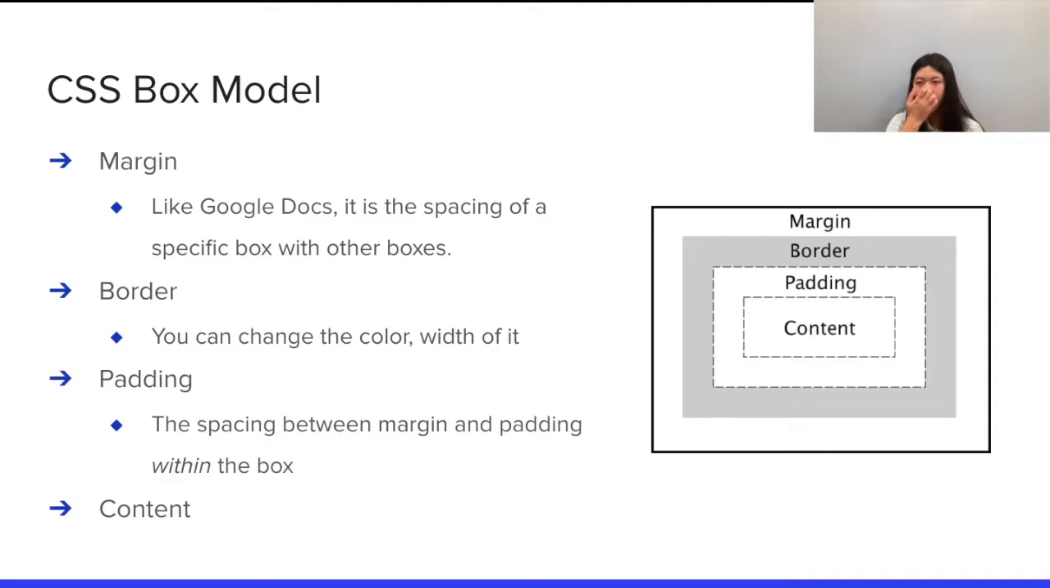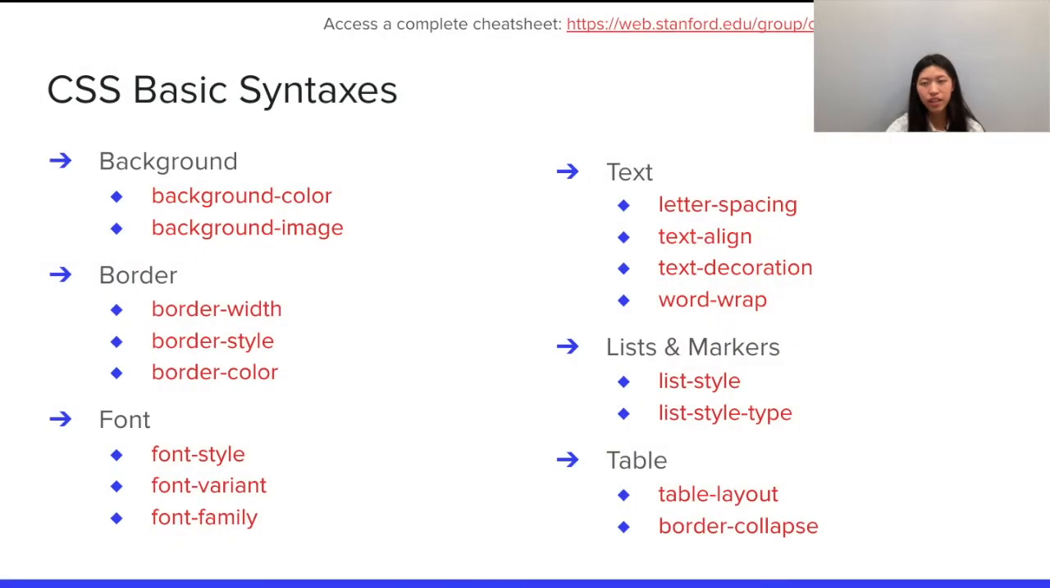So margin is outside of the box. Border is the border of the box. Padding is the space between border and content, and the content is the actual content of the thing. Hopefully that makes sense.